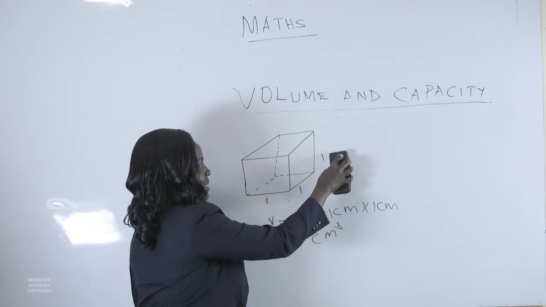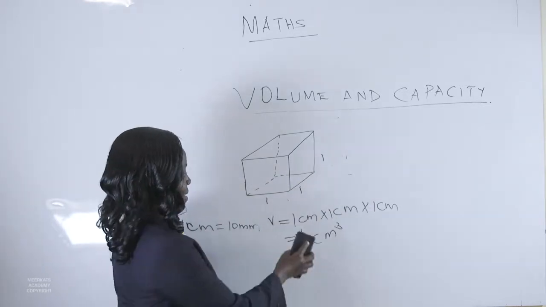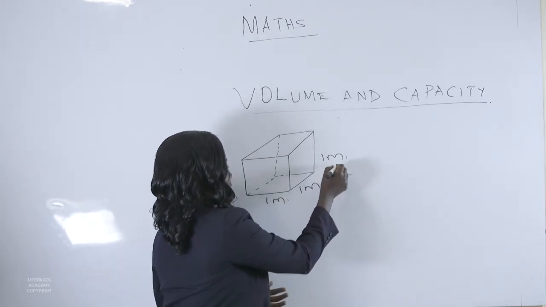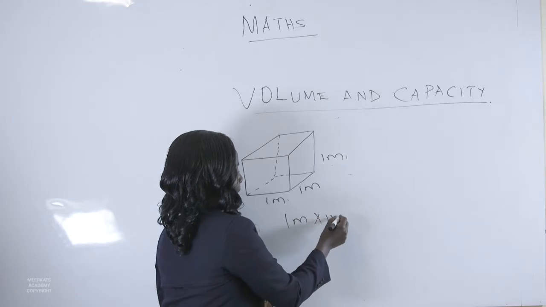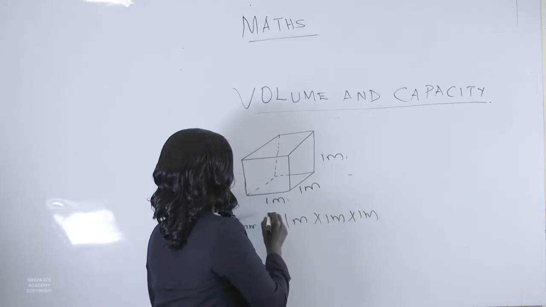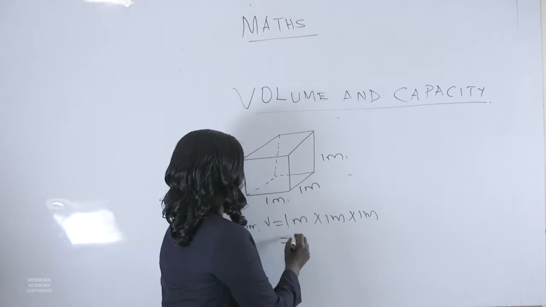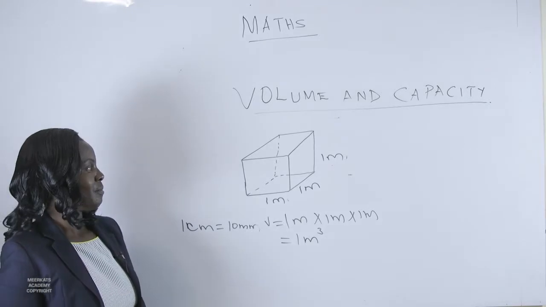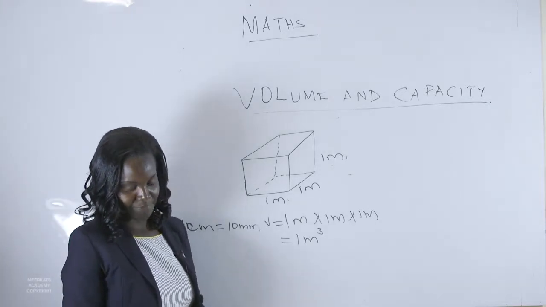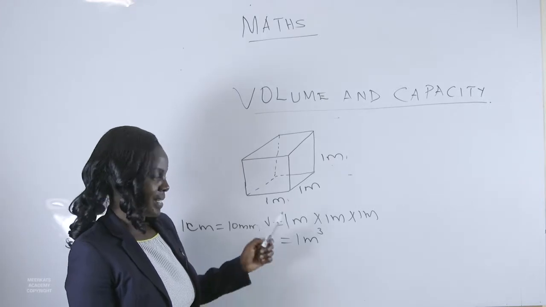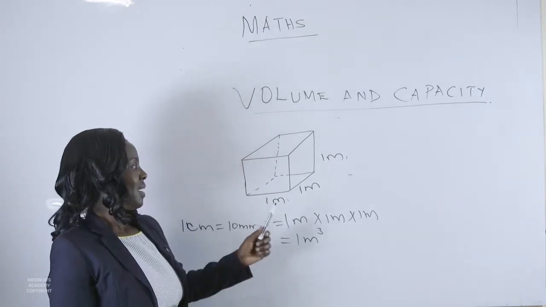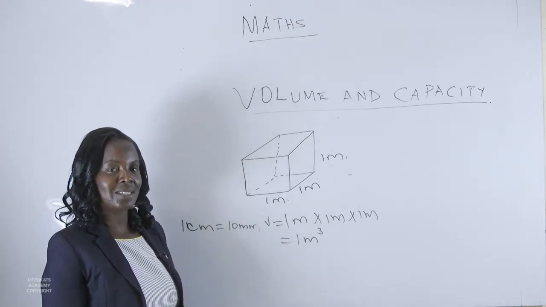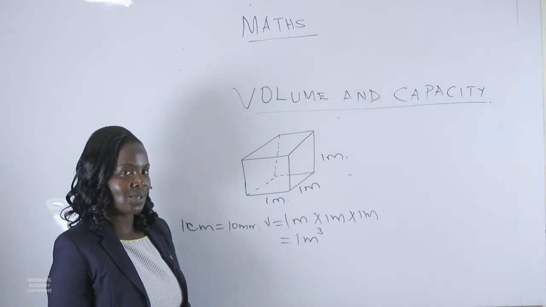Same case with meters. If it is 1 meter, that will give us 1 cubic meter. Now let's understand how to convert. Let's learn how to convert from one unit to the other, millimeters to centimeters to meters, and finally to kilometers.